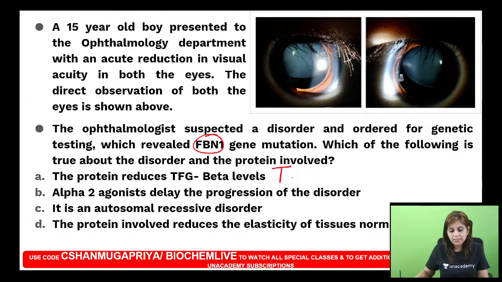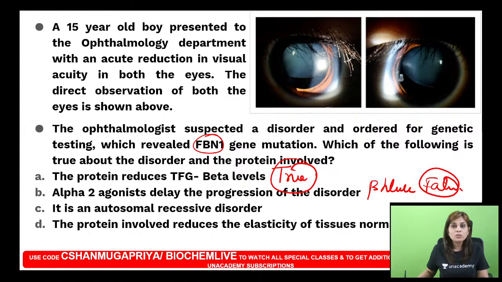Yes, fibrillin 1 reduces TGF beta levels. Tell me about choice B. Do you give alpha 2 agonists to delay the progression of the disorder? No. What do you give? You give beta blockers. So B is false.